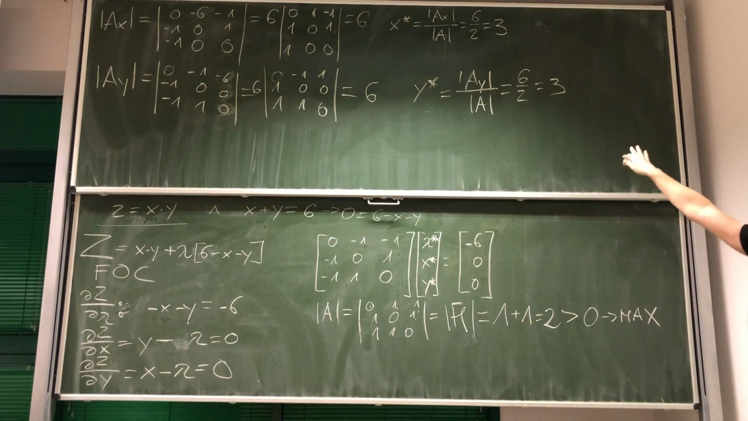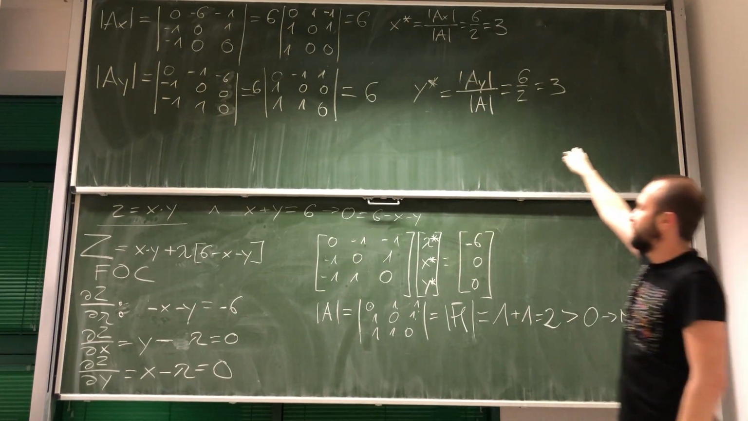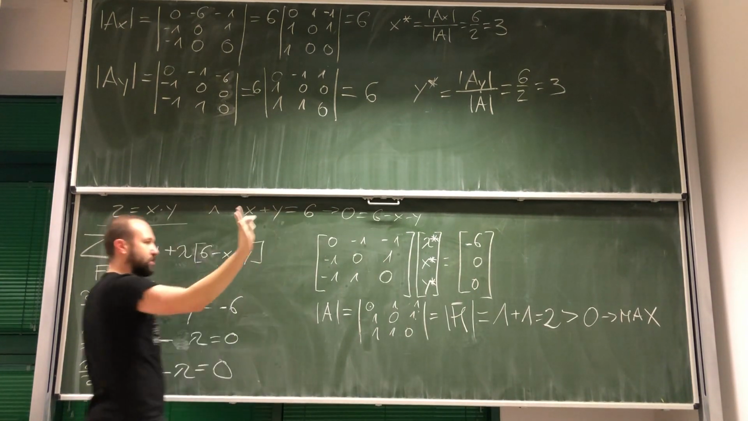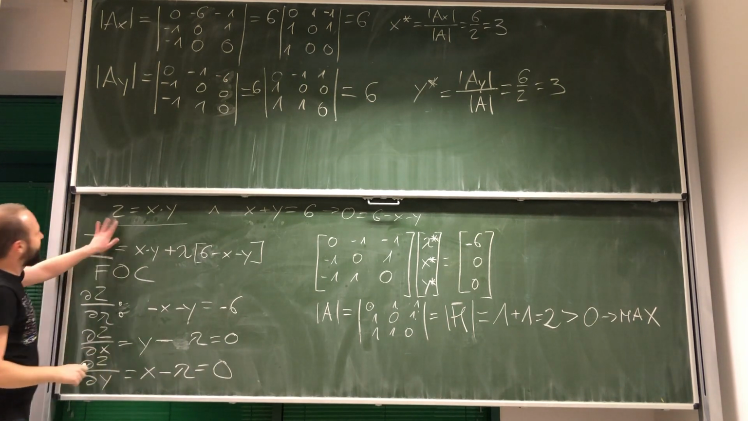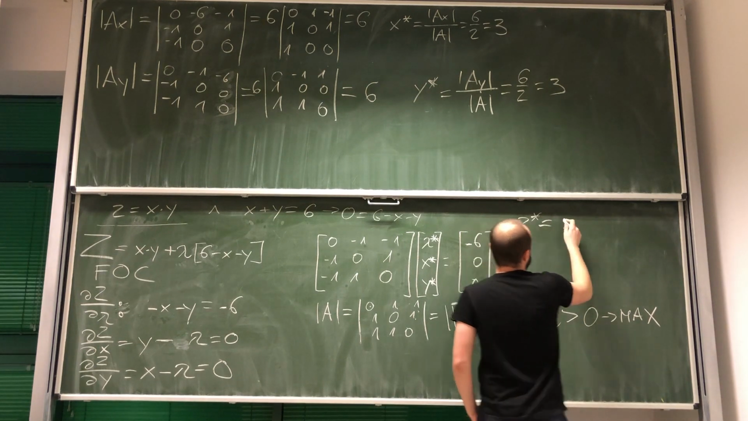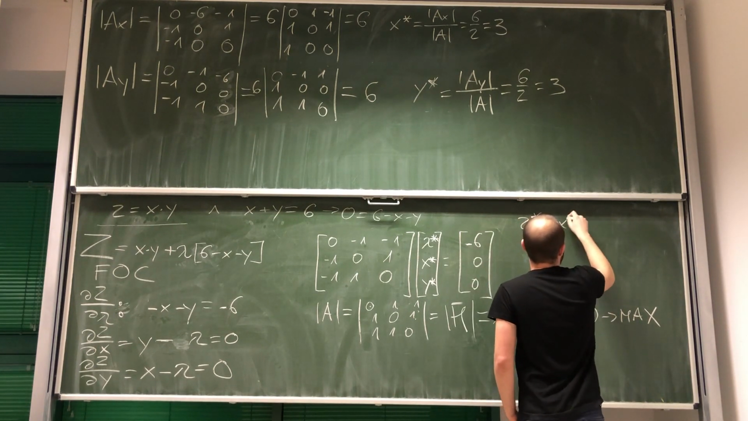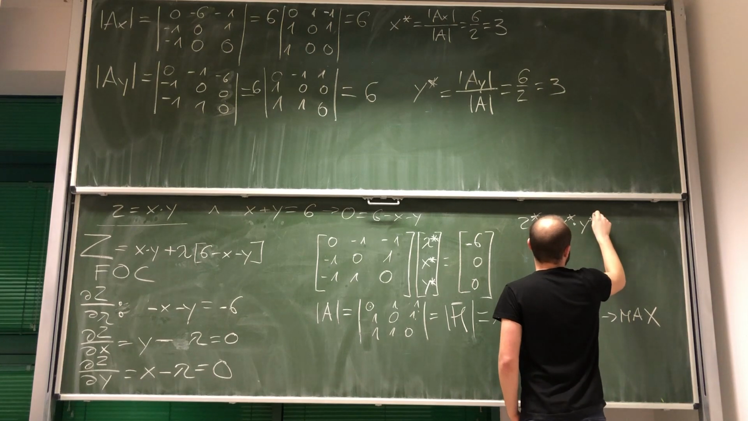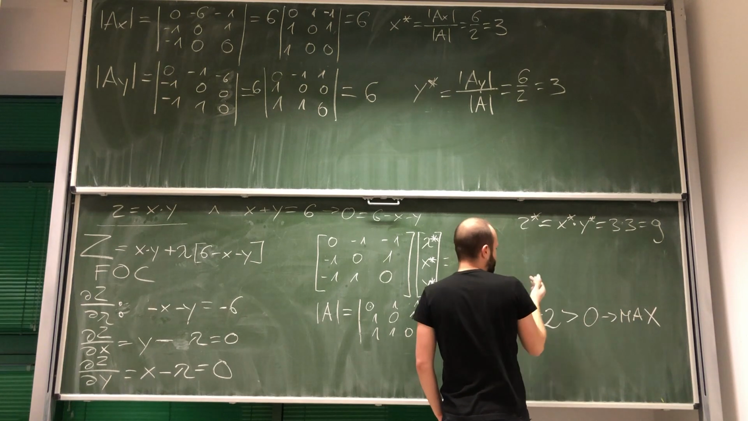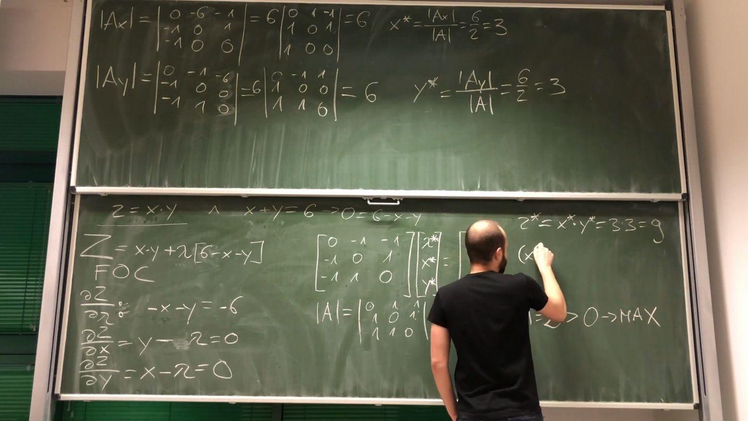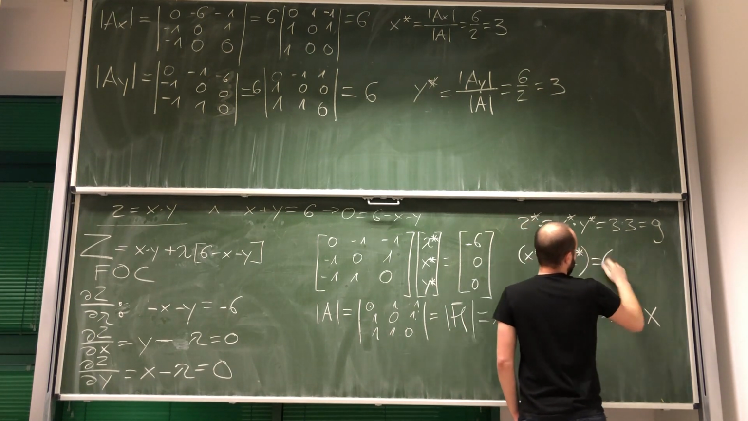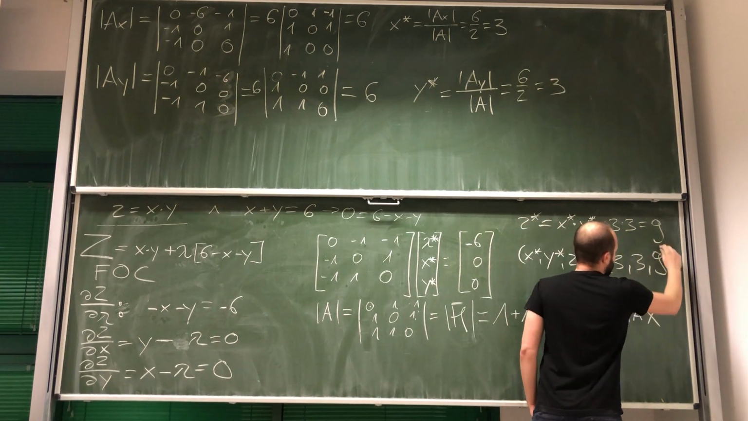Now, is our set of solutions confirmed by our constraint? Yes, it is. 3 plus 3 is 6, so the solution is okay. And now z is equal to, of course, x with asterisk times y with asterisk. So 3 times 3, which is 9. And the final solution is a triplet x, y, z equal to 3, 3, 9.